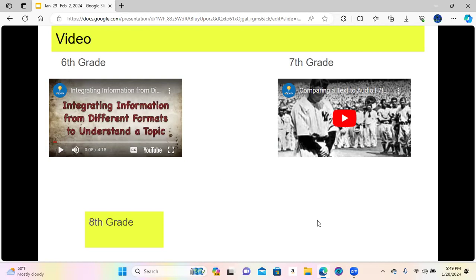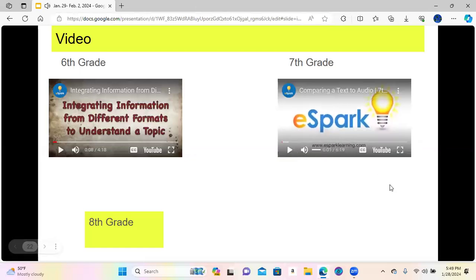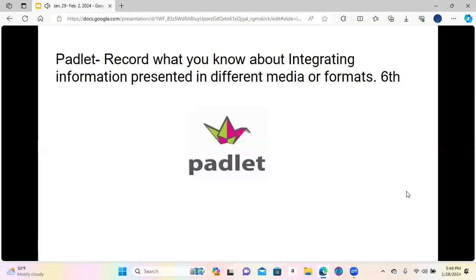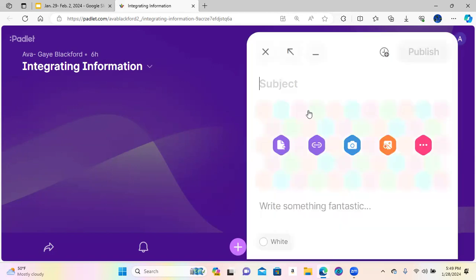All right. Let us move on. And we are going to record a Padlet telling what you know about integrating information presented in different media or formats. So you're going to click on the link and tell us what you already know about integrating information.